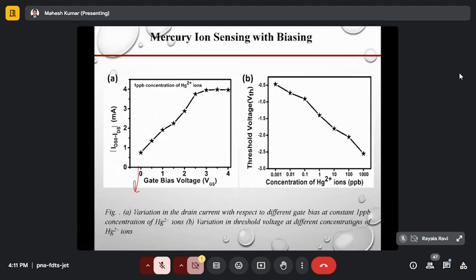So in the previous case, we were not applying the biasing. When ions are coming, the potential is generated and builds up, and because of this potential, the 2D electron gas concentration is changing. But if we apply some voltage, we can also improve the response, the performance, as compared to the previous case.